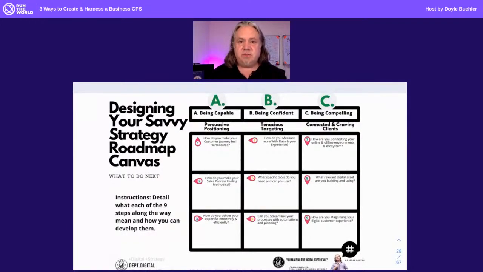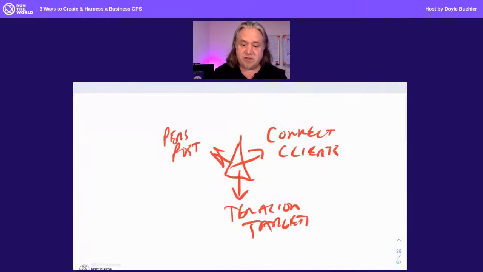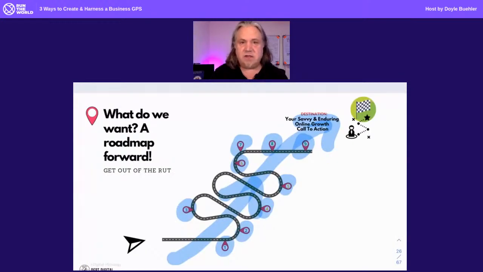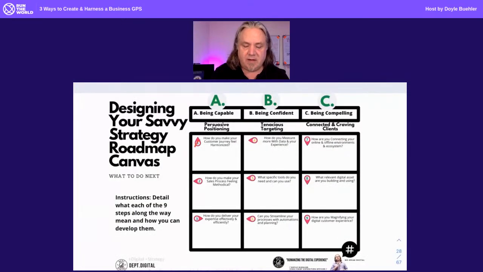What do we need to be able to do this? This is where you might want to take a screenshot. If you noticed, I had each of these items identified. Ask yourself the question: for persuasive positioning, I've got 3 questions there. Fill those out. Tenacious targeting, again 3 questions, because that's really going to help you identify where exactly you are in this space. And then connected and craving clients, there are 3 questions there too. At the end, there's a way of downloading these worksheets so you can fill them in.